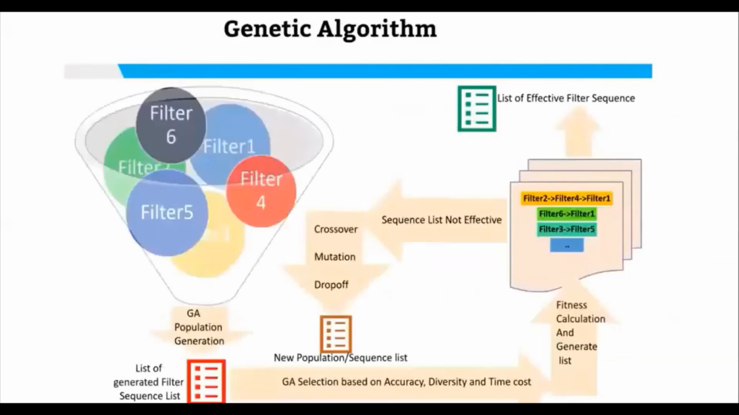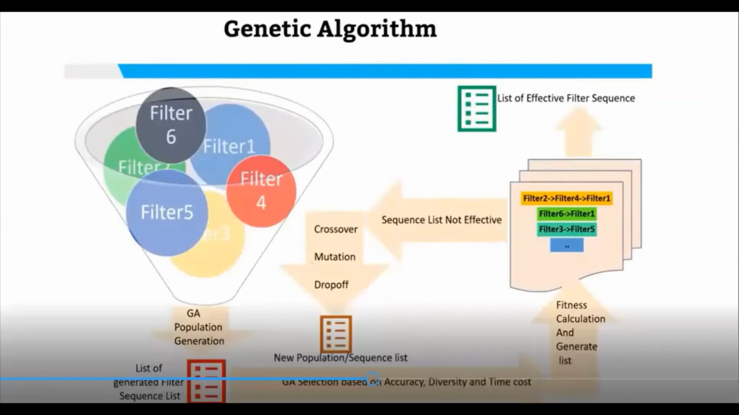So this is actually the overview of how the algorithm works. Filters are going here. The GA population was generated randomly, and we are checking based on accuracy, diversity, and time cost. Fitness is calculated, and if the sequence list does not meet the threshold, we do crossover and mutation, and I initiated a drop operation to maintain the diversity. I will explain that later, and then the new population is generated.